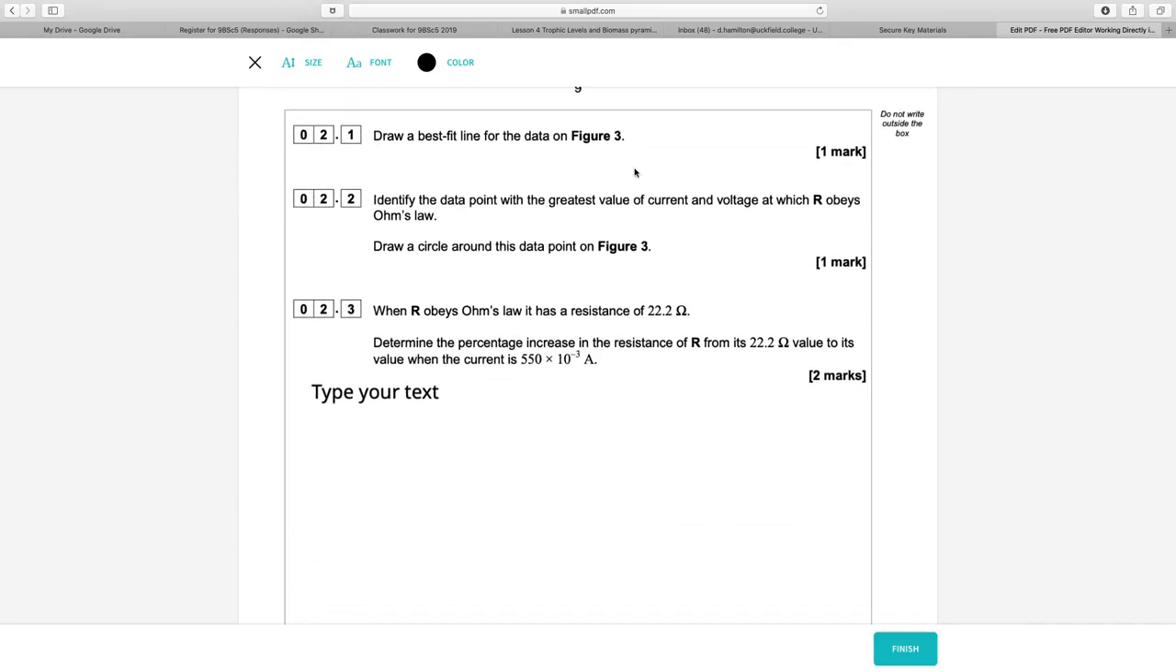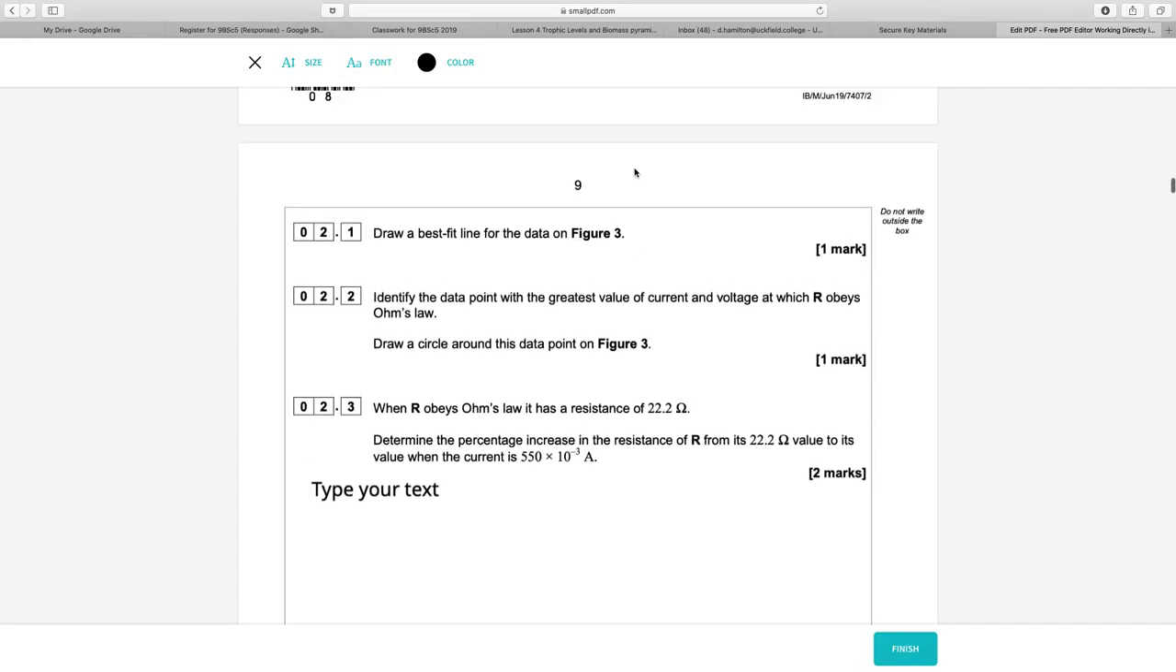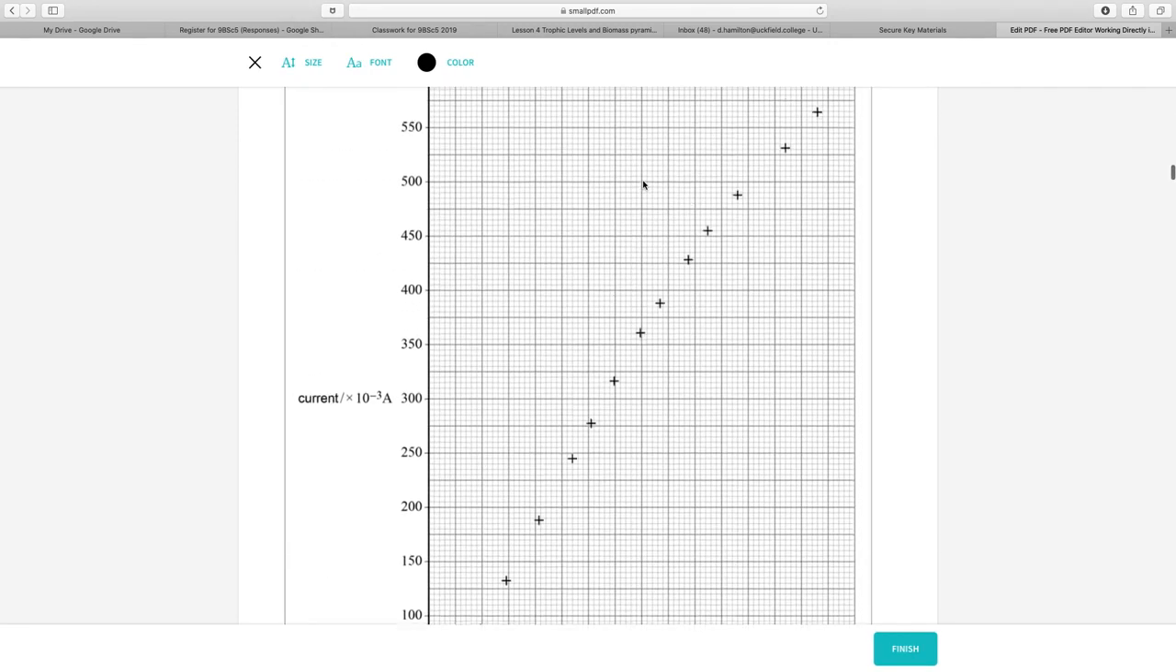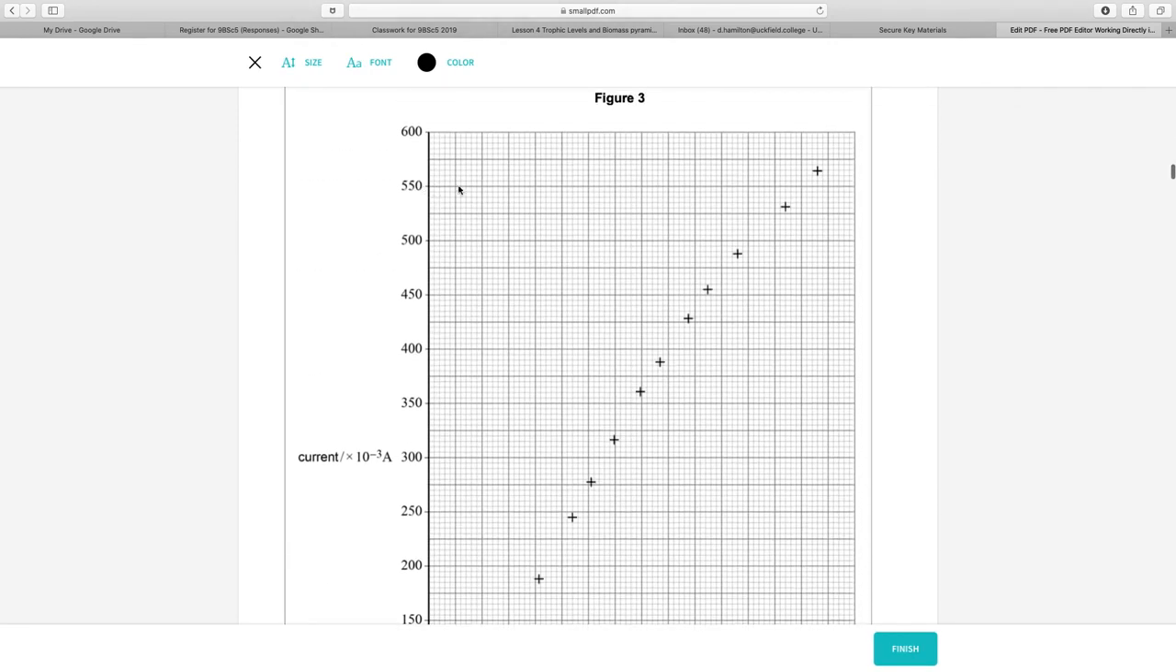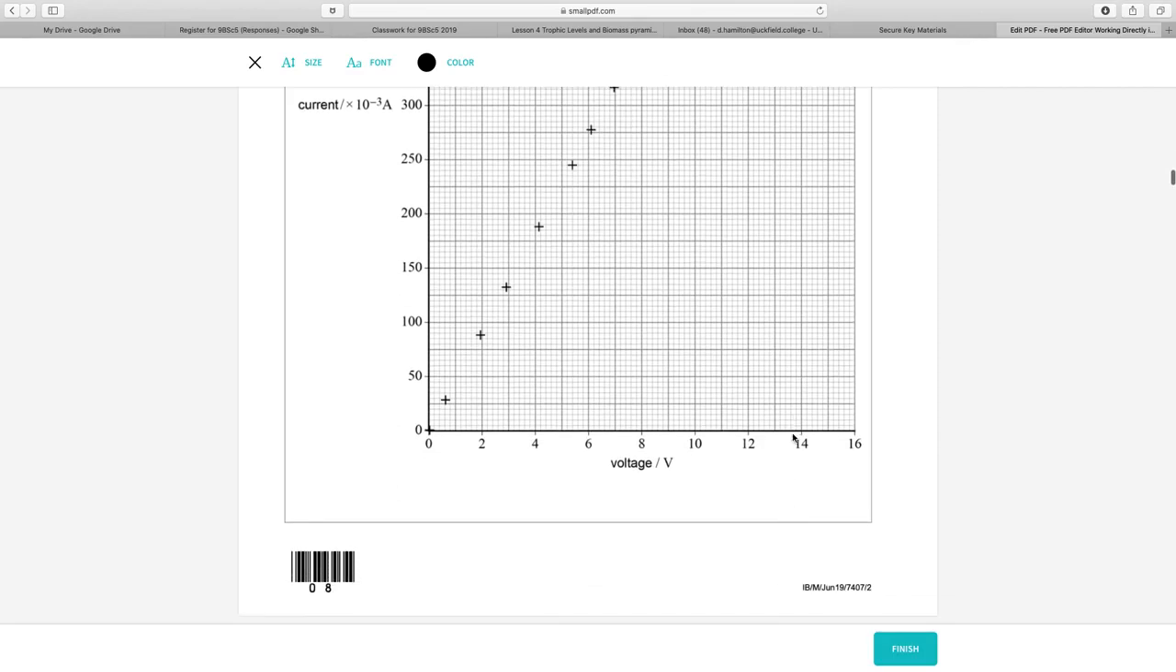When R obeys Ohm's law, it has a resistance of 22.2 ohms. Determine the percentage increase in the resistance of R from its 22.2 ohm value to its value when the current is 550 times 10 to the minus 3 amps. So we're looking to find out the value of the resistance at 550. So we come across to wherever your curve is, come down to whatever the PD is, and work out the resistance.